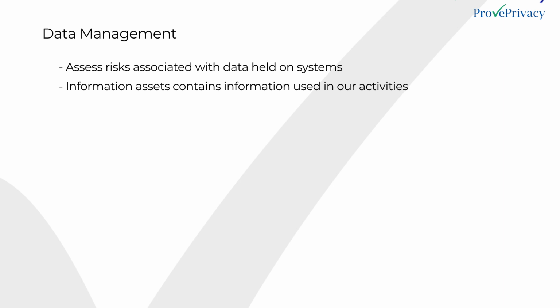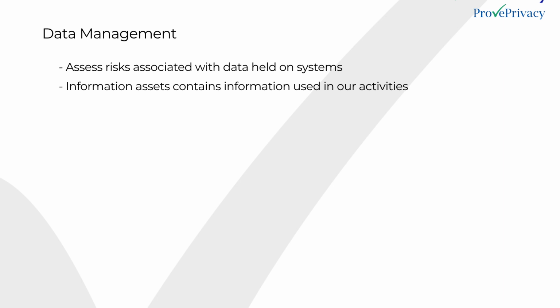An information asset can be as simple as a paper form, such as an application form, or as complex as a computer system. Understanding your information assets allows you to identify where your data is processed and the risks associated with availability, data integrity, or confidentiality.